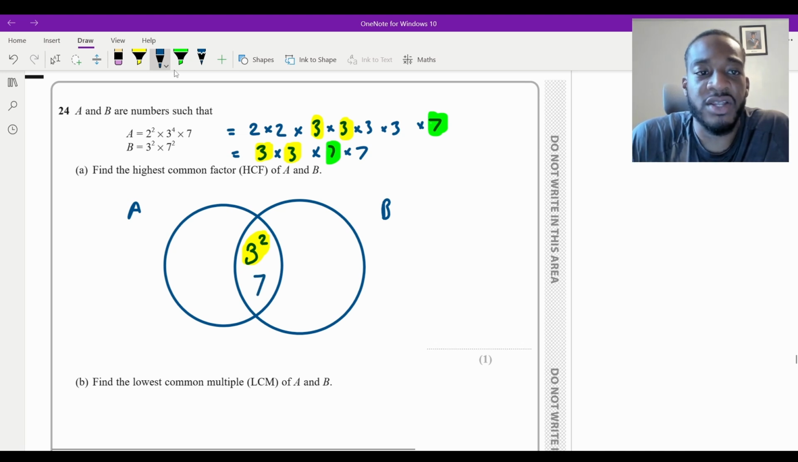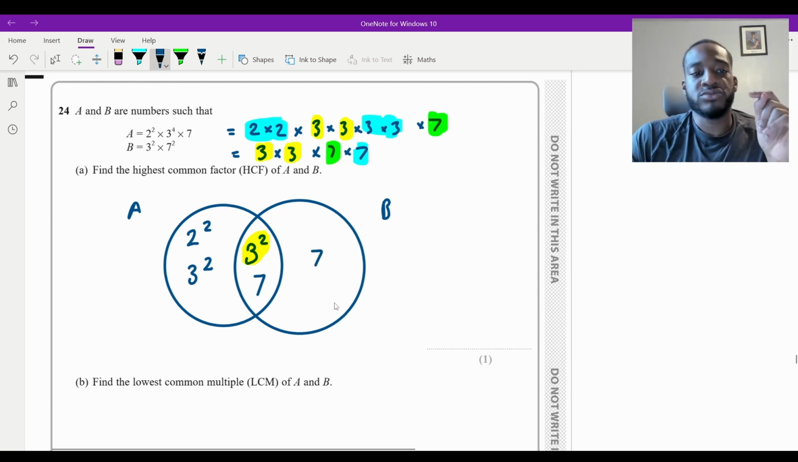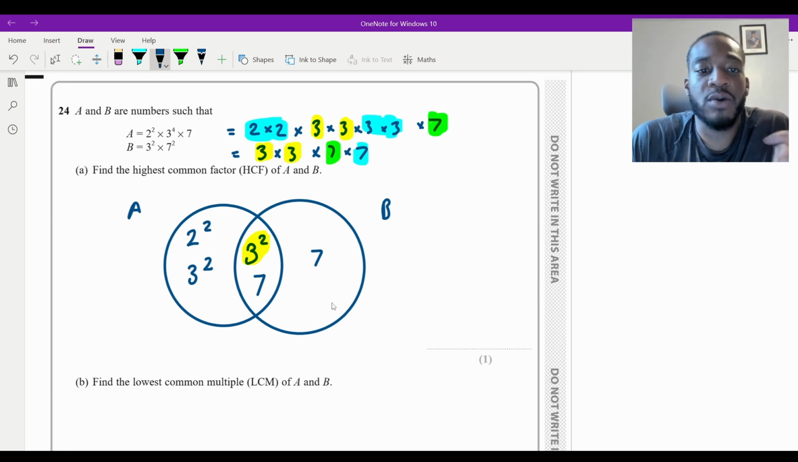And now let's fill in the remaining part. So this here and that there will go on the outer part of A. There's two twos there, so I'm going to put 2 squared there. And then there's two threes there, so I'm going to put 3 squared there. And now there's only one 7 here, isn't there? Like that. Perfect.